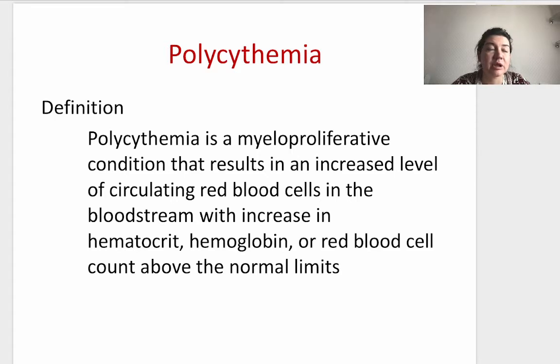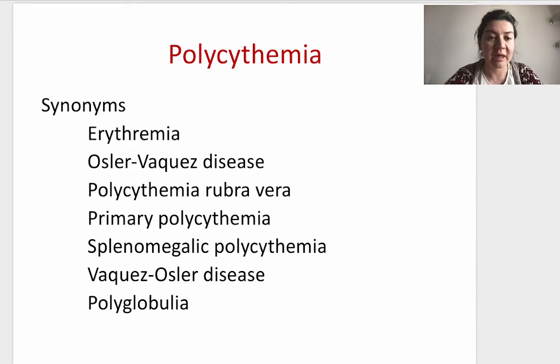Next syndrome for today is polycythemia. If anemia was deficiency of red blood cells, polycythemia is overproduction, a lot of red cells. Let's give a definition. Polycythemia is a myeloproliferative condition that results in an increased level of circulating red blood cells in the bloodstream, with increase in hematocrit, hemoglobin, or red blood cell count above the normal limits.